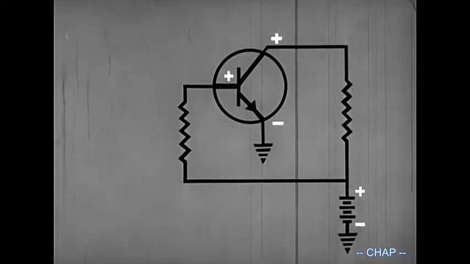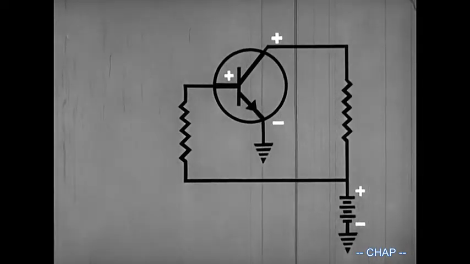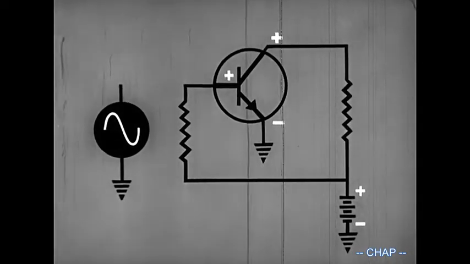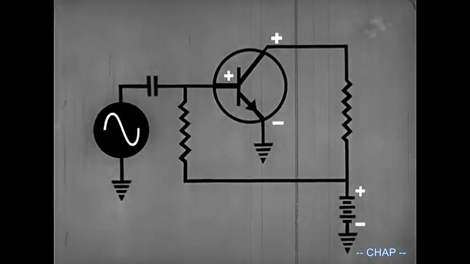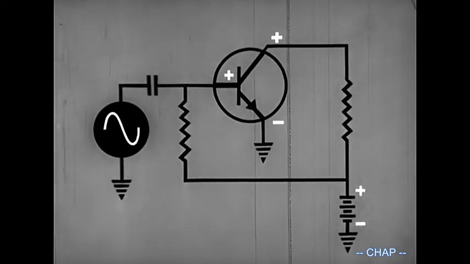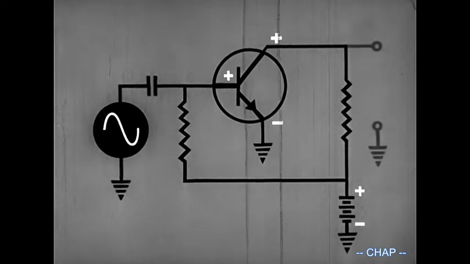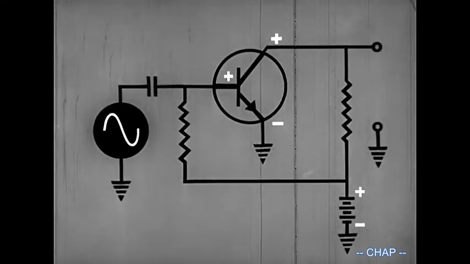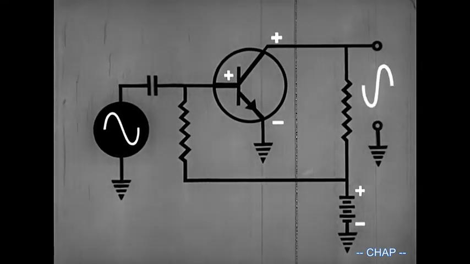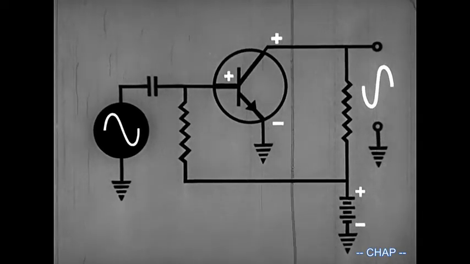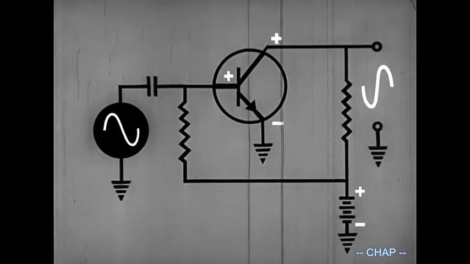This is a basic transistor circuit, and this is the signal we wish to amplify. A coupling capacitor is one way of applying this signal to the transistor circuit. The output signal is available between the collector and ground. It is a sine wave, 180 degrees out of phase with the input.